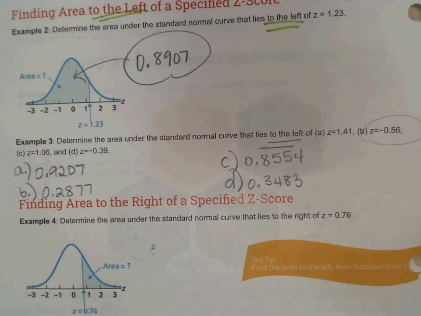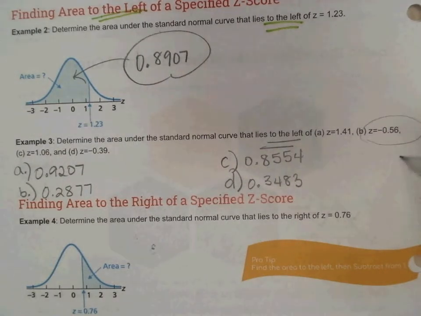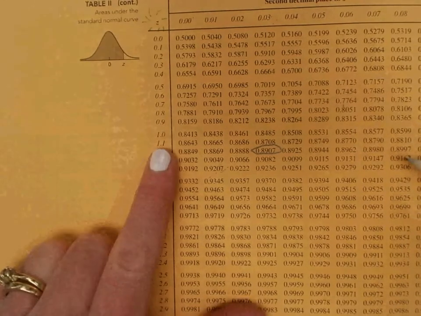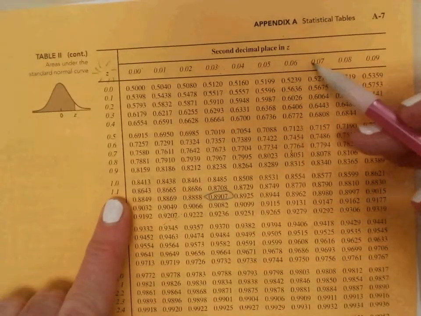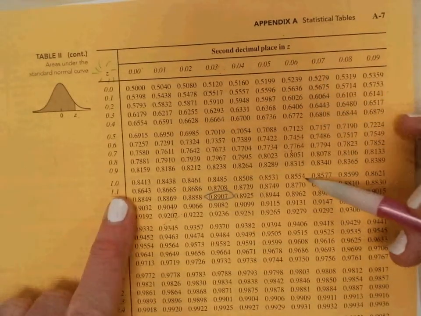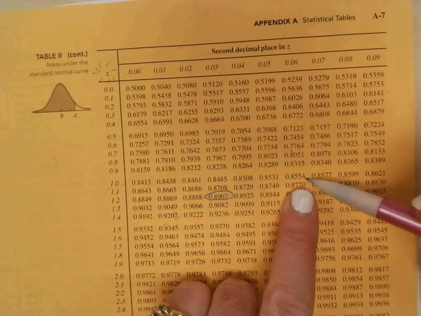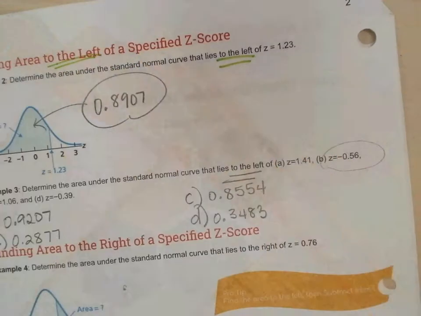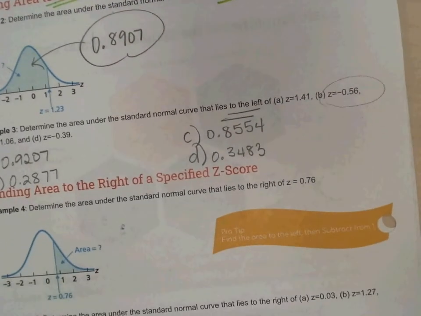Raise your hand if you got 0.8554 for C. Okay, so if I look at positive 1.06, I have to go to the 1.0, and then across the top, I'm looking for the 6. And I connect those at 0.8554. Raise your hand if you got 0.3483 for D. Okay. Good, hopefully we're getting the hang of this.